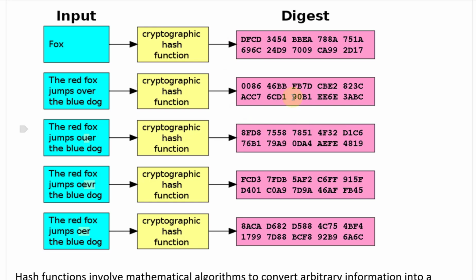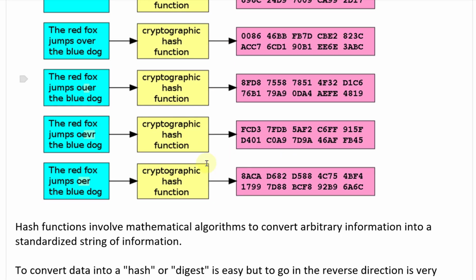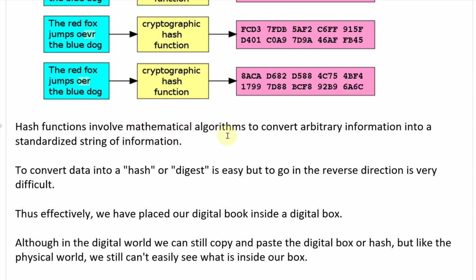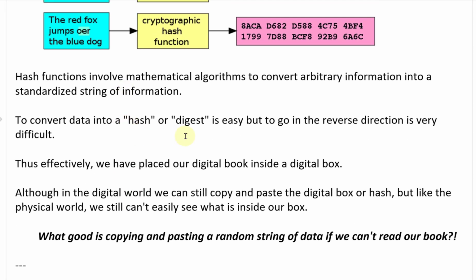So that's the key to making a safe box, a digital safe box, or cryptographic hash function. Hash functions involve mathematical algorithms to convert arbitrary information into a standardized string of information. To convert data into a "hash" or "digest" is easy, but to go in the reverse direction is very difficult. Thus, effectively, we have placed our digital book inside a digital box. That's what we have done pretty effectively.